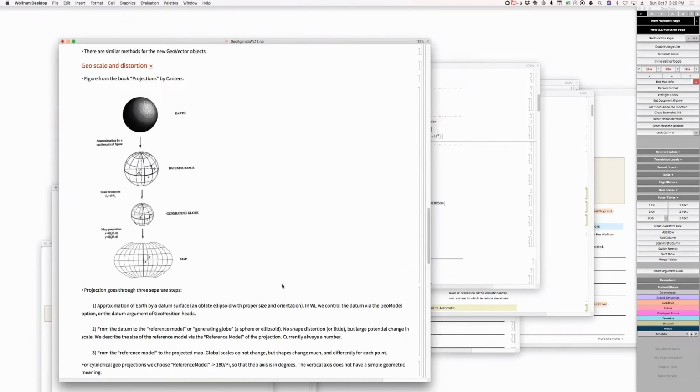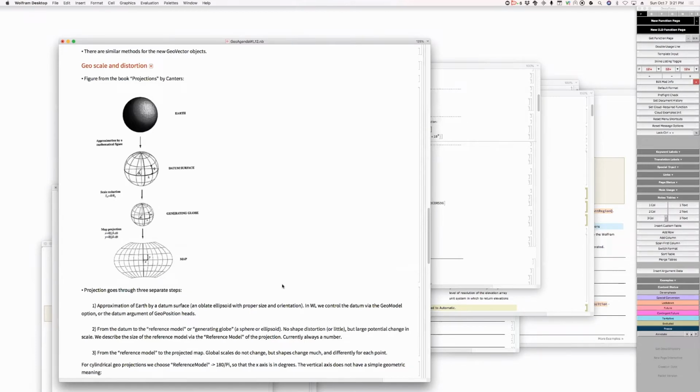Yeah. So we start with the Earth, which is the Earth with mountains and everything. And then we approximate it with a datum surface, which is an ellipsoid, and it has the proper size. So this is the correct size in miles and correct orientation. So then we go to something that typically is called the generating globe, which is another surface, but it can be much smaller. In our language, we call it the reference model. The datum we typically call the geo model, and the generating globe we call the reference model. And then from the reference model, we go to the map via a projection. And in the first step, there are no changes in scale. The Earth and the datum have the same scales.